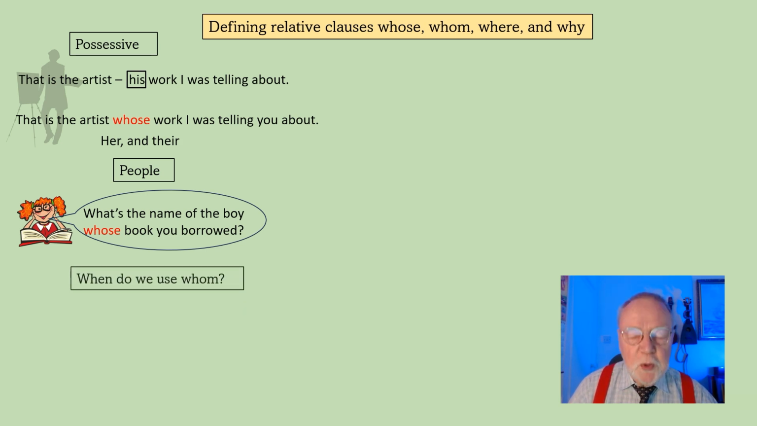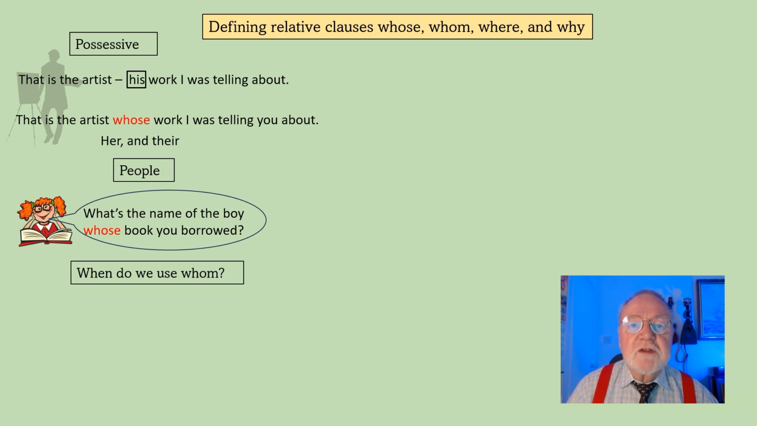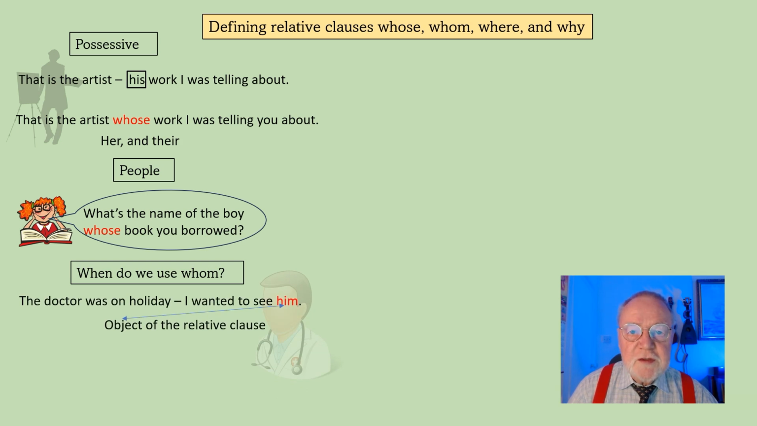But how do we use whom? Whom is beginning to disappear a little bit in modern English, but if you read a lot you will certainly see it. So let's explain how we use it. Two sentences. The doctor was on holiday. I wanted to see him. And you can see that him is the object of the relative clause. So I can say, the doctor whom I wanted to see was on holiday.